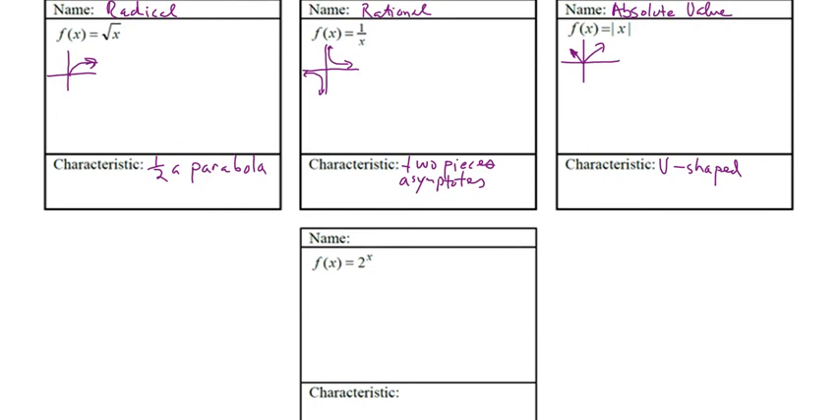What's the next one? Exponential. I'm glad you came up with the name because I couldn't think of it at the moment. What's it look like? It looks like this. Characteristic? It's got an asymptote. It looks like a big cat. It never touches the axis. It gets as close as you want, but never quite gets there.